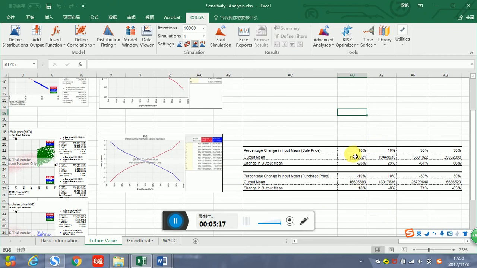But if the percentage change is not so big, like 10%, we could find that the future value 2 is more sensitive to the resale price rather than the purchase price. But when the percentage change becomes larger, like 30%, then they nearly have the same influence on the future value too.